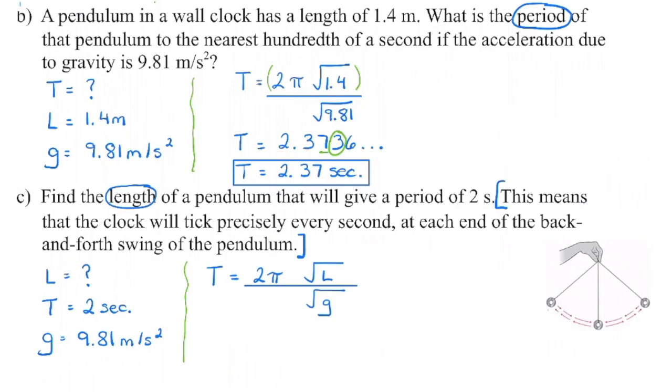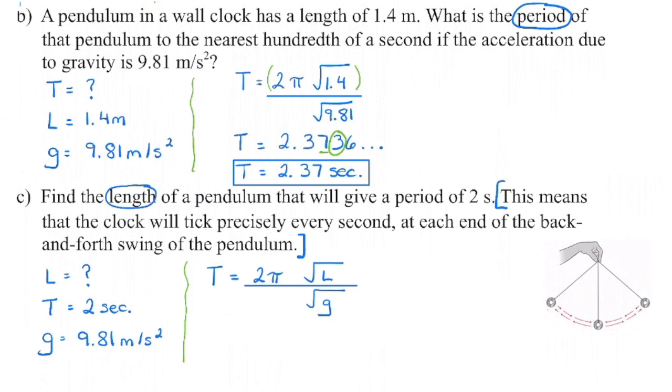And then in our final question, we're now looking for the length, so we're trying to solve for L. We're told that the pendulum will have a period of 2 seconds, that's going to be T, and our acceleration due to gravity is still going to be that 9.81 meters per second squared. Then it gives us some more extraneous information, basically just saying that this is going to be 1 second on the way there, 1 second on the way back. So the period is the length of time to get there and back again, 1 complete cycle.